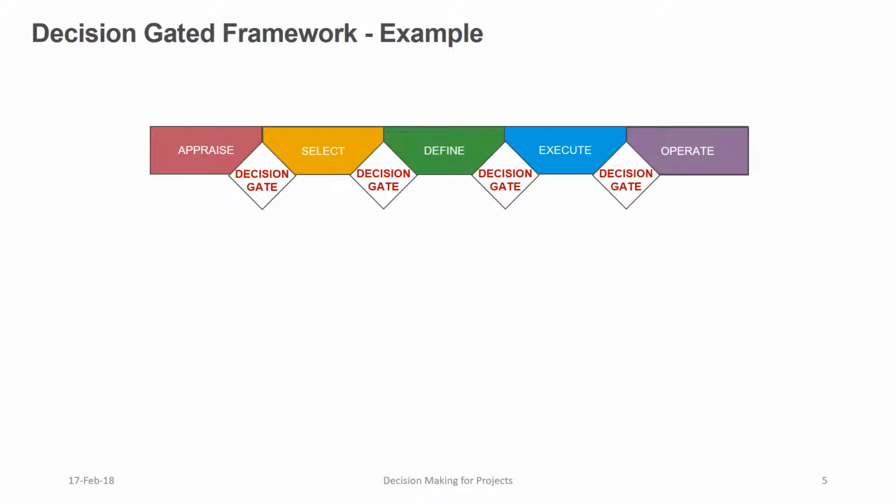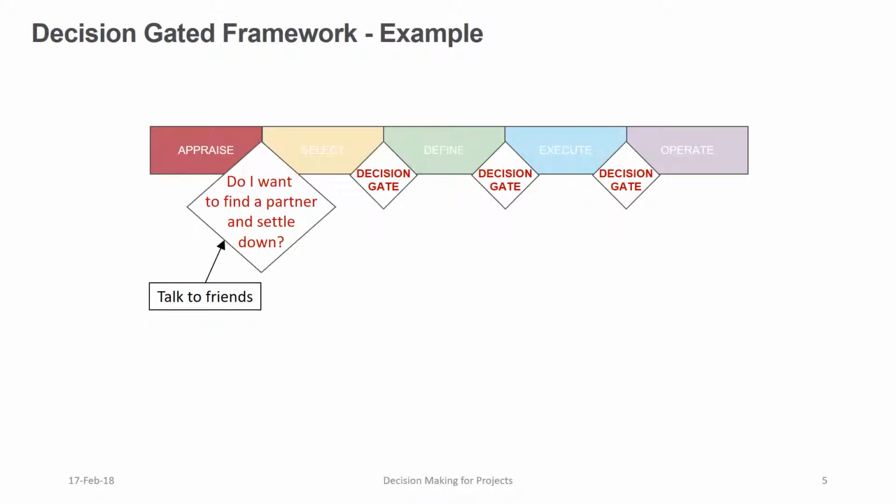Although the decision-gated framework is mainly applied to commercial projects, it can also be used for personal projects. As an example, we're going to apply it to the project of finding a partner and getting married. In the appraise phase, gathering and assessing information might mean talking to friends and then deciding whether you want to give up the single life and settle down with a partner.